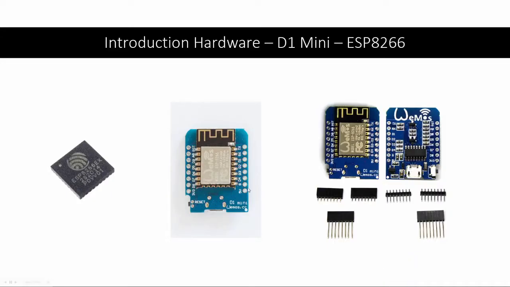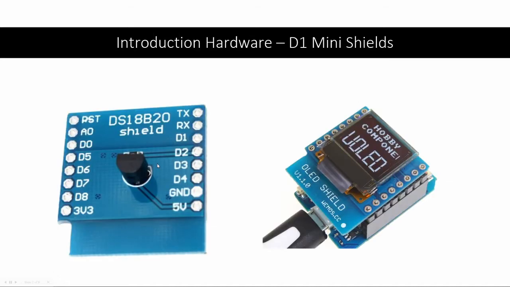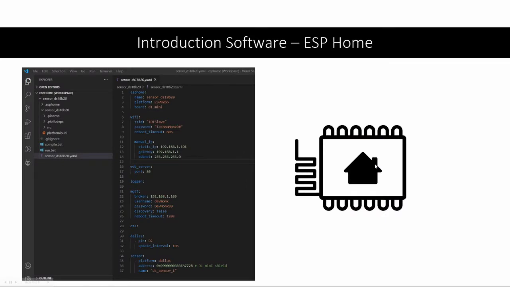The D1 Minis have an ESP8266 on them, which is combined in a module, and it then provides you with a number of headers with pins to connect to all the available inputs and outputs. These are the two D1 Mini shields that we will use, the temperature sensor and an OLED display. We will then use ESPHome to write a script, and this script will be compiled into a program that will run on the D1 Minis.